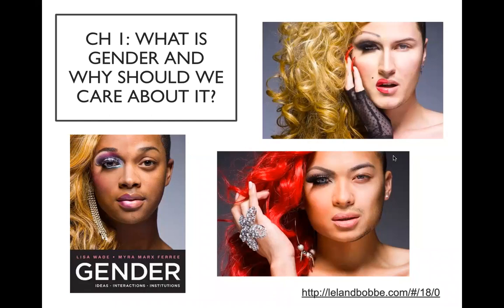And so if you were wondering about these really striking portraits that you see on the cover of your textbook, the cover of both the first as well as the second edition, and you want more information about that photographer and artist, I do provide a link to his website, Leland Bobby.